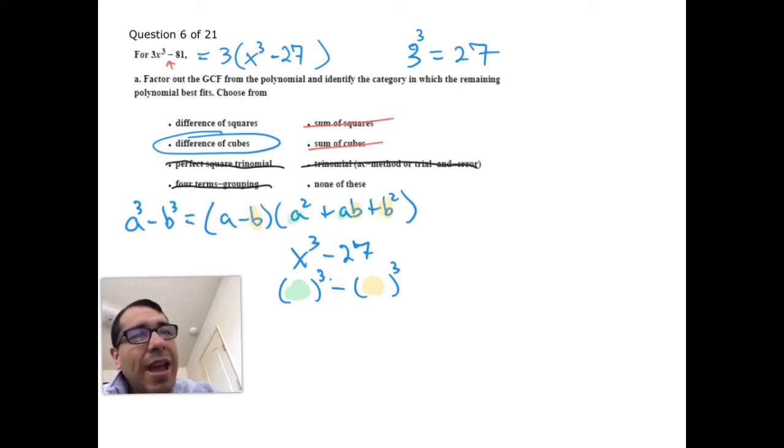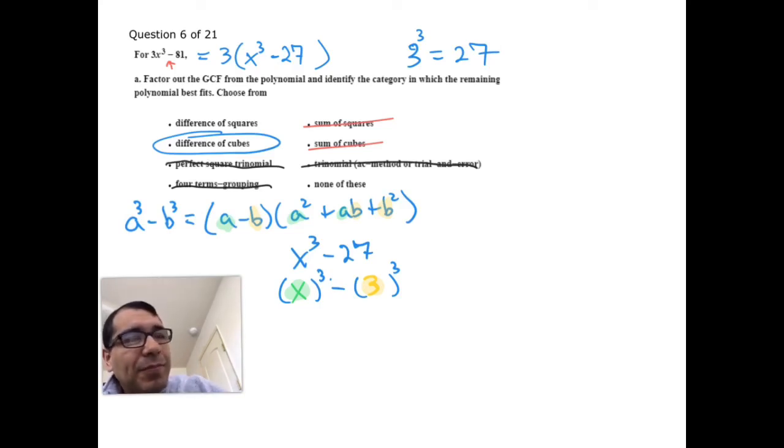I'm just highlighting so you know where you're placing everything. All right, so x, oh, that one's easy. We're just putting an x right there. And then what cubed gives me 27? Well, we just said 3 cubed. All right, so now we have our a and b. And now we just plug it into our formula.